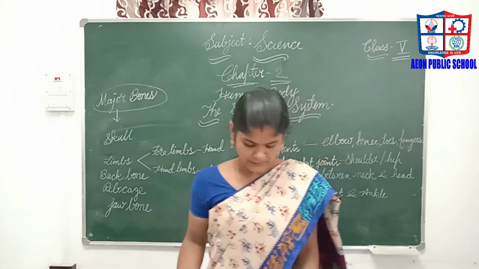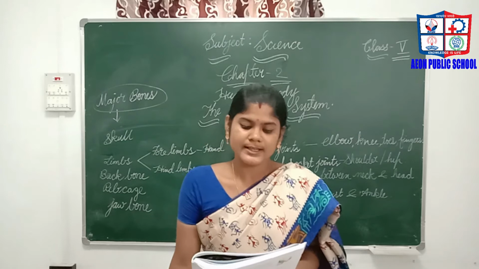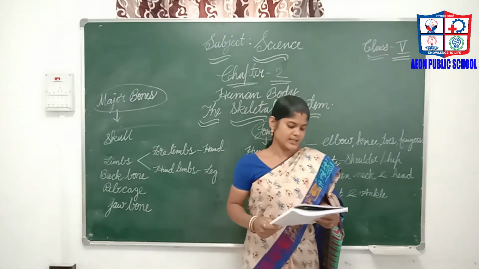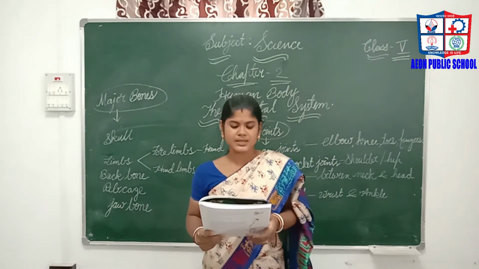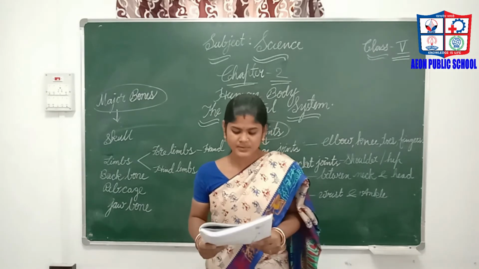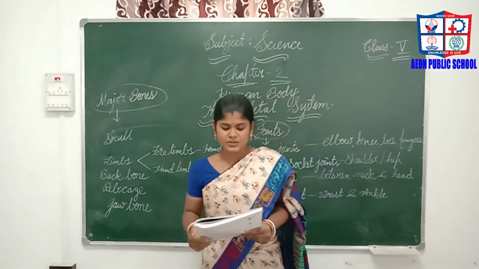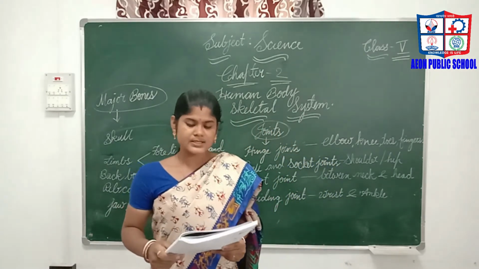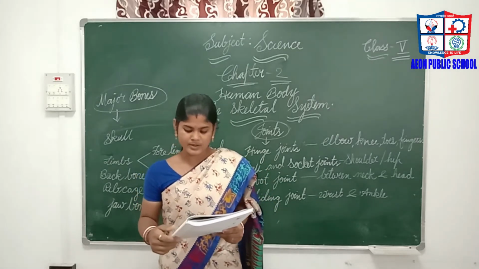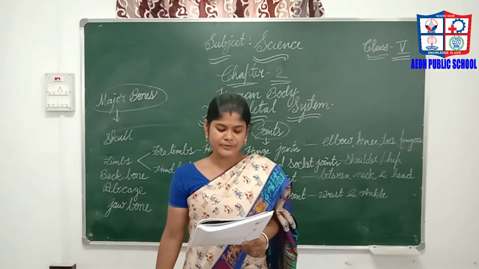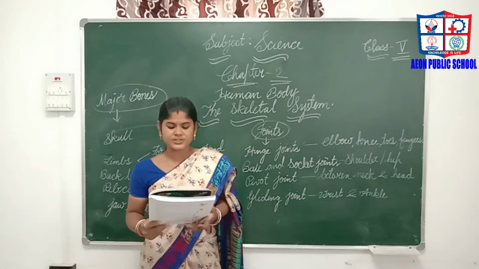So now see the textbook, page number 10. Let's read it. We know that different organ systems work in coordination to perform various activities of the human body. One such organ system is called the skeletal system. It works in coordination with the muscular system to bring about different body movements. The skeletal system is a rigid framework of bones that serves many important functions. It provides support, shape and strength to the body.